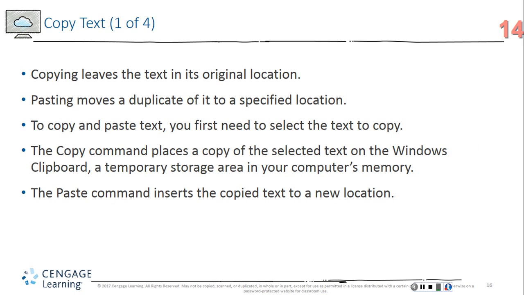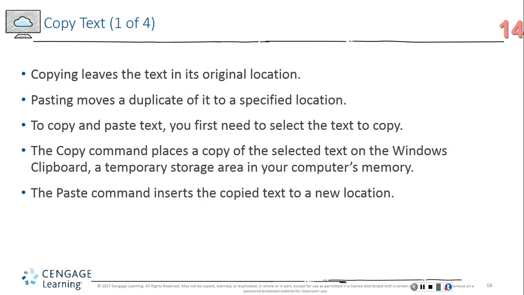Alright, moving on. Copying text. Copying text is another convenience that Microsoft Office provides us. It gives you the ability to make a copy of current text, leave that text in place, and then paste, what we call paste, a copy of that text somewhere else in your document or even in another document. So as you can see, copying leaves the text in its original location. Pasting moves a duplicate copy of it to the specified location.